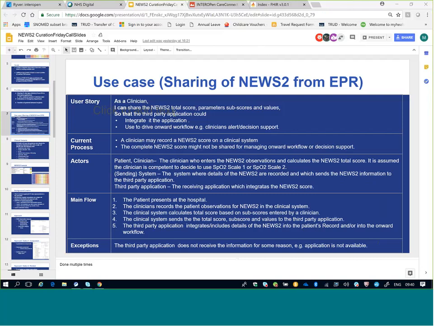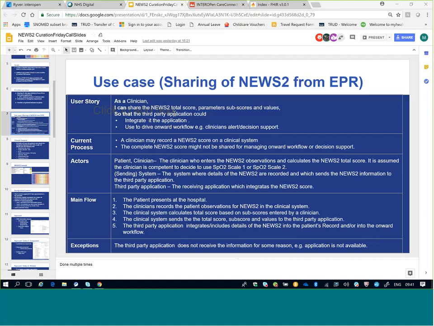So this use case is, as a clinician, I can share the NEWS2 total score, parameters, and subscores and values. So the third-party application could integrate the NEWS2 and drive onward workflow for clinician alert or decision support. So the current process, we are aware that it is recorded in the clinical system as NEWS, if not NEWS2, but we're not aware how it is shared with anyone with workflow. So that is the patient and the clinicians.